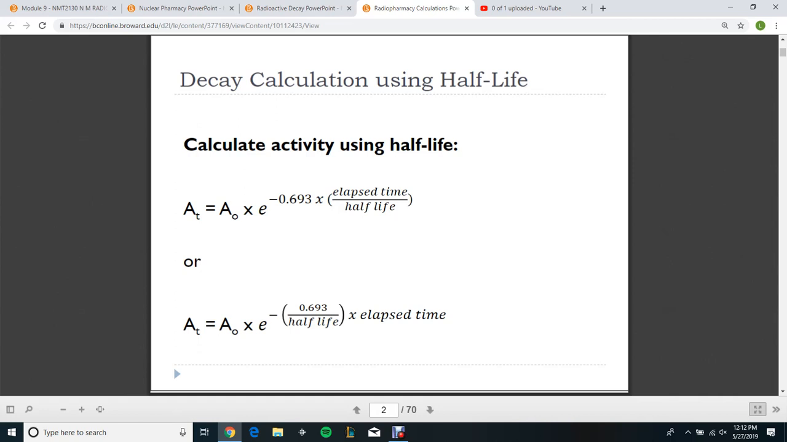Activity at time t is equal to the activity of the original times e to the negative 0.693 times the elapsed time over half-life.